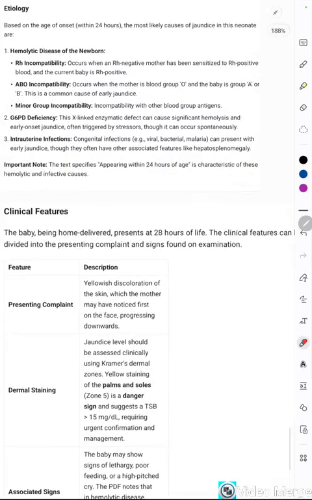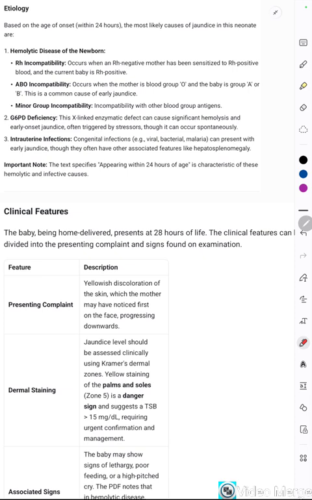Now, the causative factors for this will be the hemolytic diseases like erythroblastosis fetalis and RH isoimmunization. ABO isoimmunization happens when the mother's blood group is O positive and the child's blood group is A positive. Then other minor blood group incompatibilities can also be seen. Enzyme deficiencies as in G6PD deficiency and pyruvate kinase deficiency, membrane defects as in hereditary spherocytosis, intrauterine infections or sepsis also lead to jaundice. Similarly, unconjugated jaundice can also be seen in Crigler-Najjar syndrome, where there is UDP-GT enzyme deficiency.